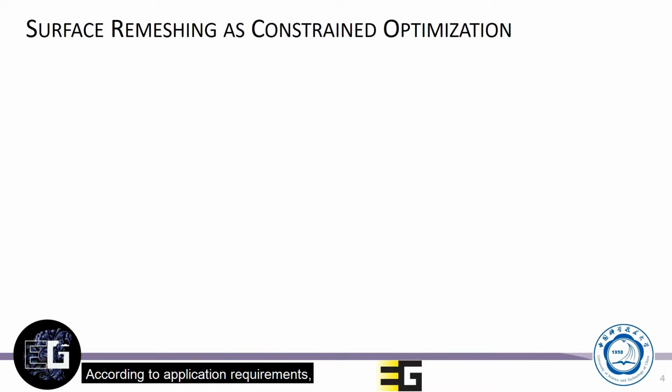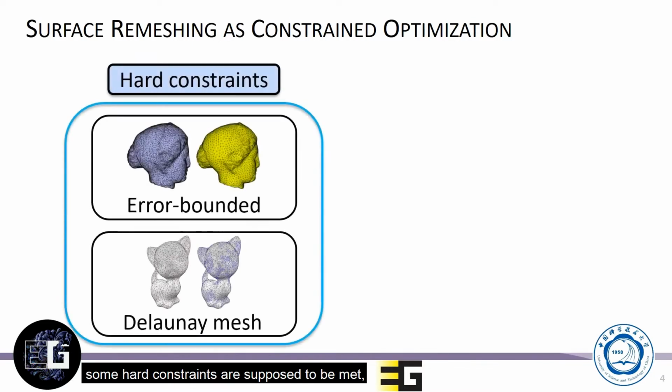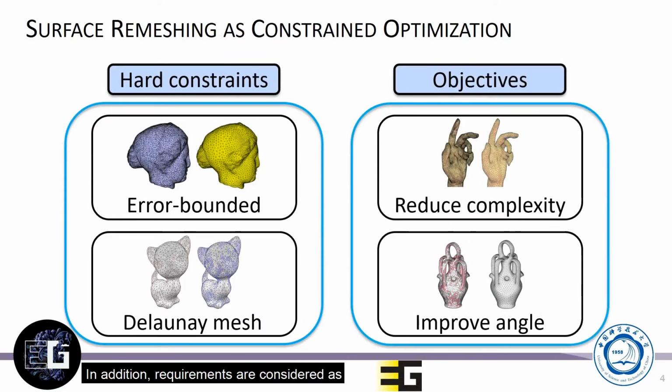According to application requirements, some hard constraints are supposed to be met, like bounding approximation error or satisfying the Delaunay constraint. In addition, requirements are considered as optimization objectives, such as reducing mesh complexity and improving angle distribution. Thus, remeshing can be formulated as a constraint optimization problem. However, this problem is rather challenging, and the reasons are twofold.